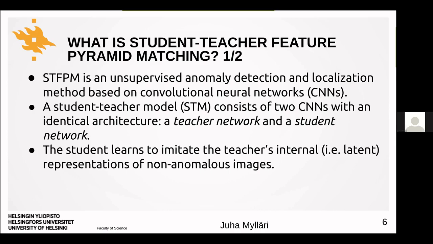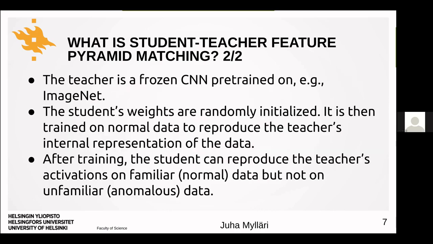So the teacher network is not going to get trained at all. It's loaded up with weights pre-trained on ImageNet and frozen. On the other hand, the student network is going to be randomly initialized and then trained. Namely, it's trained to try to reproduce the teacher's activations in a certain predetermined set of layers, but only on normal data, because the normal data are all that it is going to see in training. And the hope is that after training, in inference, the student is going to be good at mimicking the teacher on normal data, but not on anomalous data.